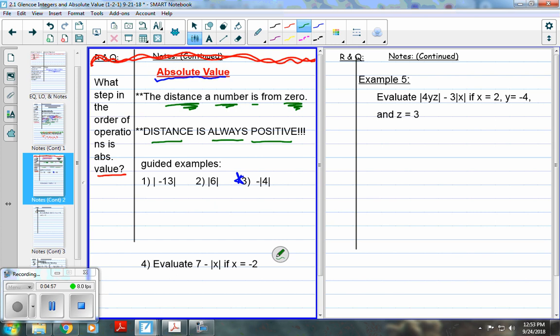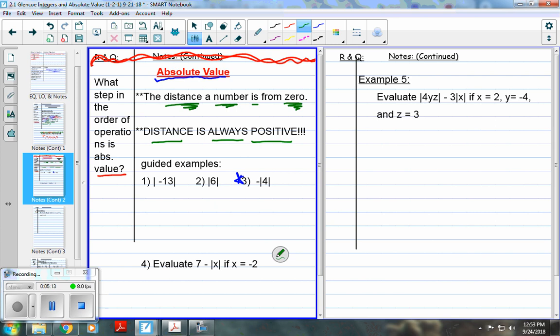Now, in this lesson, when we do end up with negative answers in our absolute value, you want to pay attention, like example 3 here, on where the negative's located in relationship to the absolute value symbols. Is it inside the absolute value symbols, or is it outside the absolute value symbols?